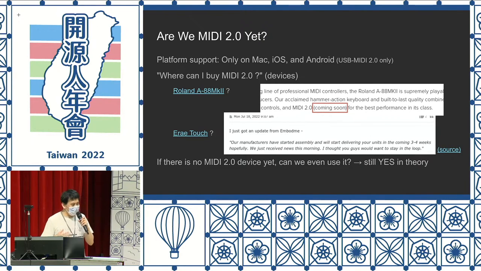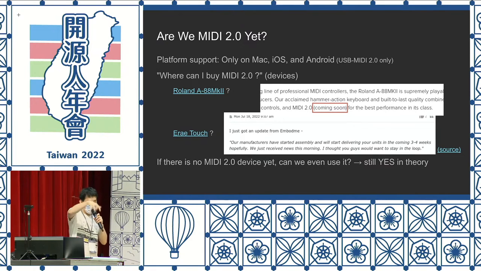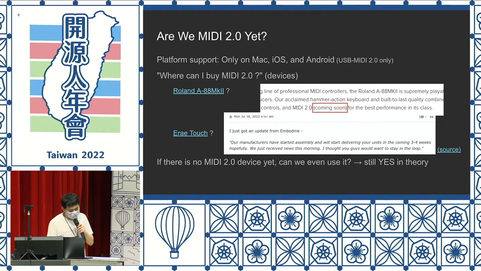And also, can we buy MIDI 2 devices? When the MIDI 2 specification was announced, Roland announced that their device called the A88 Mark 2 will support MIDI 2. It's MIDI 2 ready, and MIDI 2 support is coming soon. And 2 years later, it is still coming soon. So it's not here yet. There's another device called AeroTouch. AeroTouch is a multi-touch device that could send users' arbitrary input as MIDI instructions to the recipient, and it's not in production yet. It's under development. So I would say that there are no MIDI 2 devices yet.